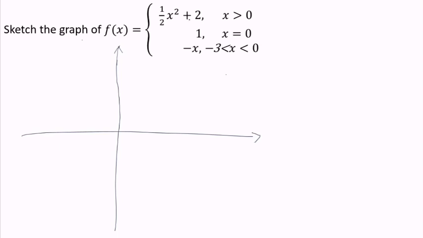Sabi dito, the domain is greater than 0. So, at least, maglagay muna tayo ng 3 numbers dito. 1, 2, 3. Negative 1, negative 2, negative 3. Yan. So, 1, 2, 3. Then, just substitute yung mga numbers na greater than 0. So, ang trick dito ay pwede ka magsimula sa 0.